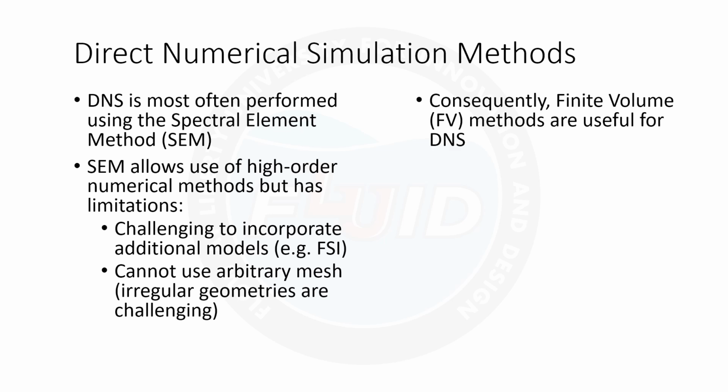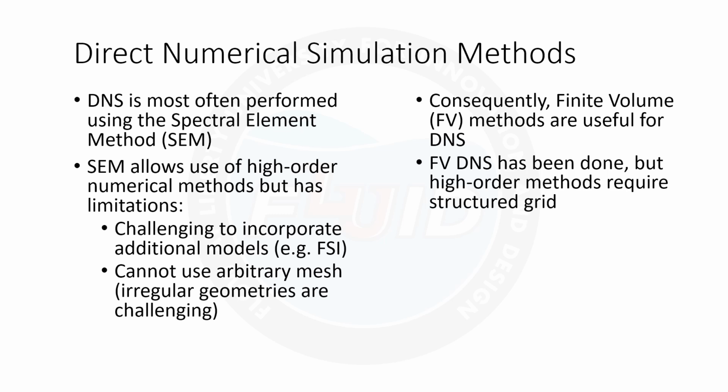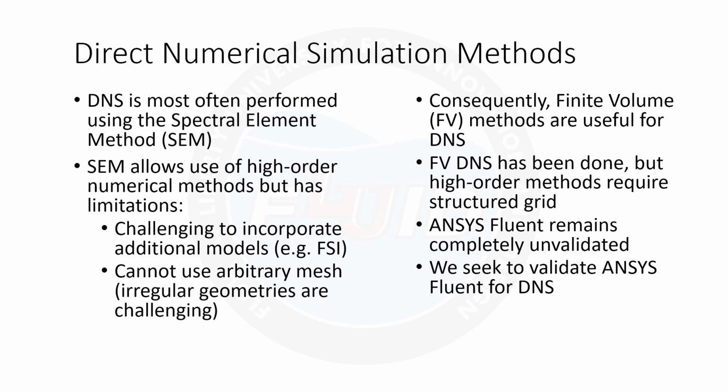So finite volume methods, or FV methods, are useful for DNS. This has been done before, but the high order methods that have been done in the papers we found require a structured grid. So that fixes one of the problems of spectral element methods, but it leaves that remaining problem of complex geometries. ANSYS Fluent remains completely unvalidated. Though there are some papers that claim to perform DNS on Fluent, there's little insight into what's actually going on underneath the hood and no proof that DNS is actually being performed.